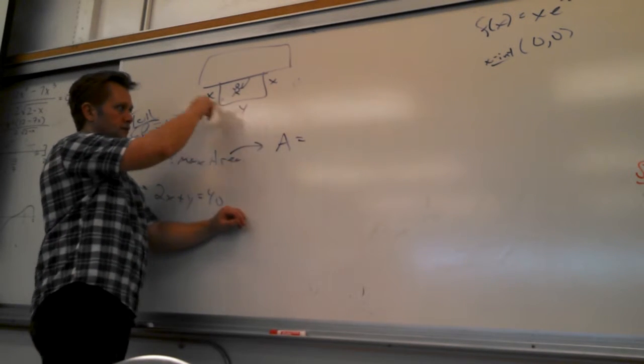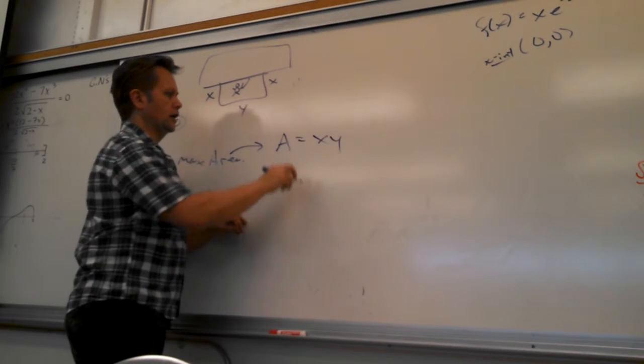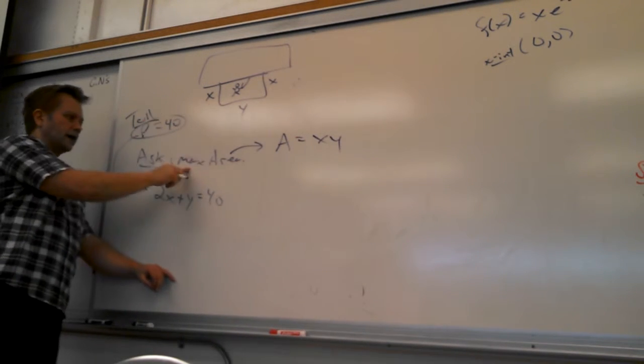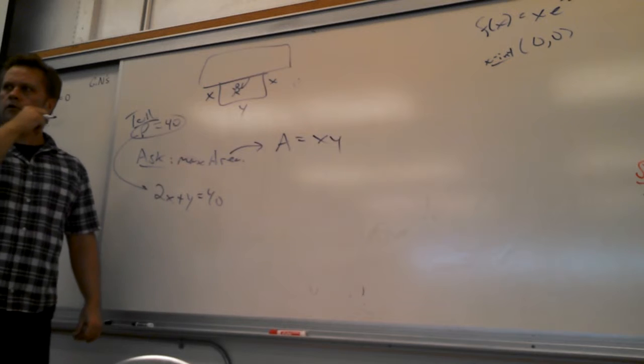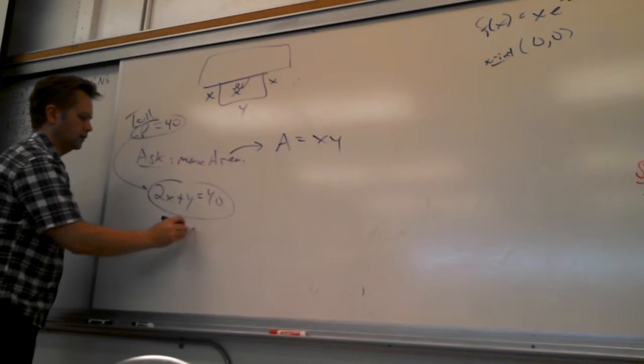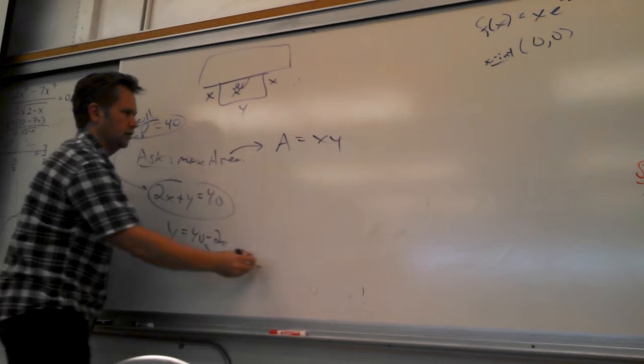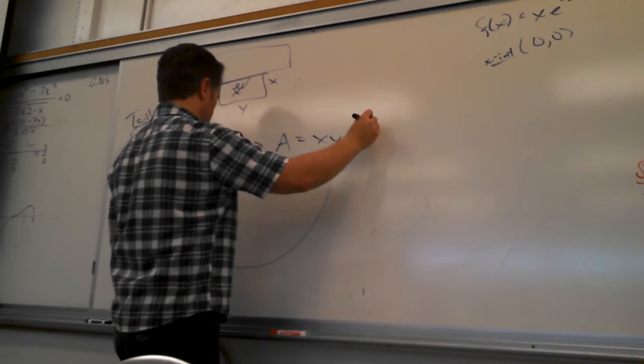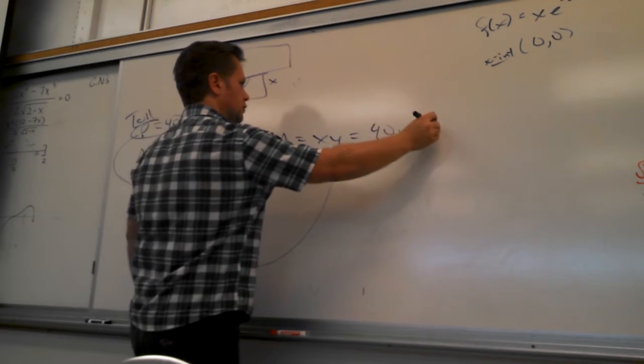Yes, so it's xy, and I want to maximize that, right? So there's too many variables in there. So of course I use what they tell me. Y is 40 minus 2x, and I plug that in. So I get area is 40x minus 2x squared.